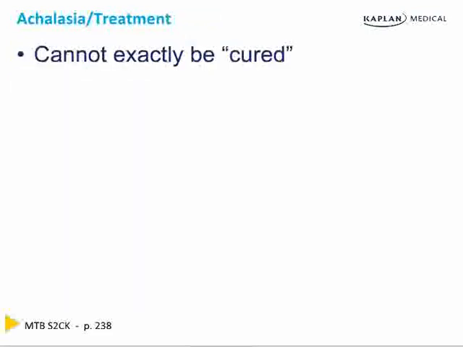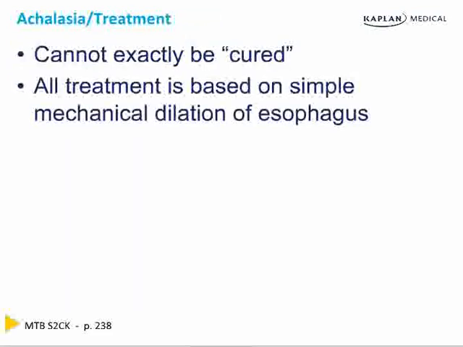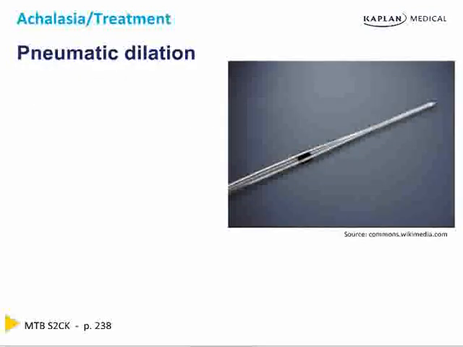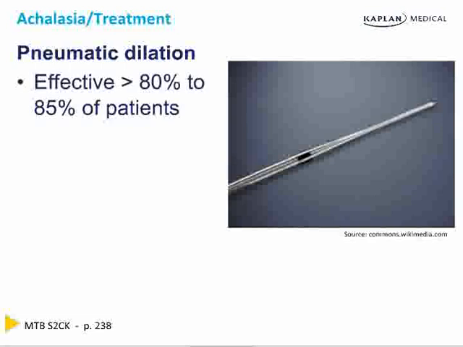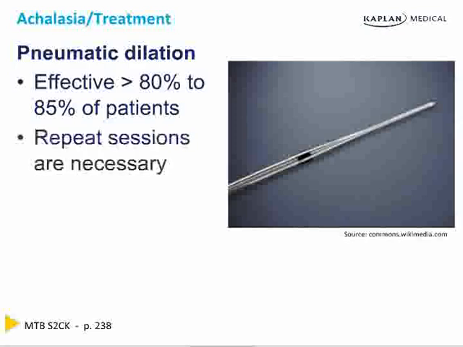Now, achalasia cannot be exactly cured. All treatment is based on simple mechanical dilation of the esophagus, most specifically at the lower esophageal sphincter. The mainstay of treatment for achalasia is direct dilation or relaxation of the LES. This is a bougie dilation which is placed sequentially with larger sizes to dilate the LES. It's effective in 80 to 85% of patients. However, repeat sessions are necessary as it's not permanent.